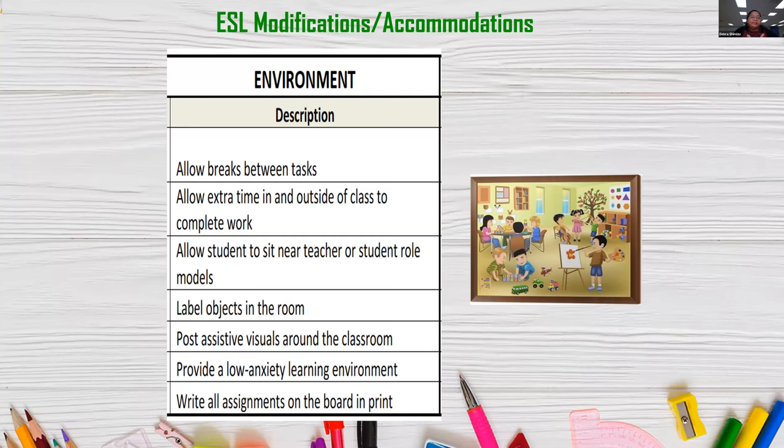So I won't really belabor too much on them, but you can see that you need to allow for breaks between tasks, allow extra time. Sometimes the teacher needs to be able to have the student next to him or her. We need to have a print-rich environment, labeling objects around the room, and that facilitates vocabulary at the same time. Visuals are essential. We heard about visual supports in our previous presentation, so you know how important it is.